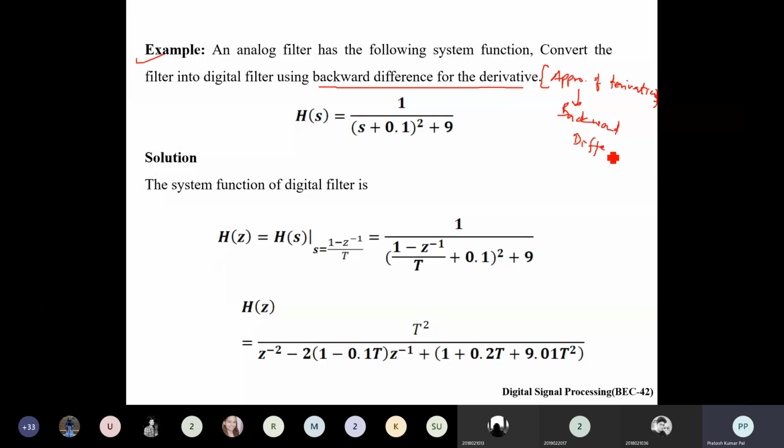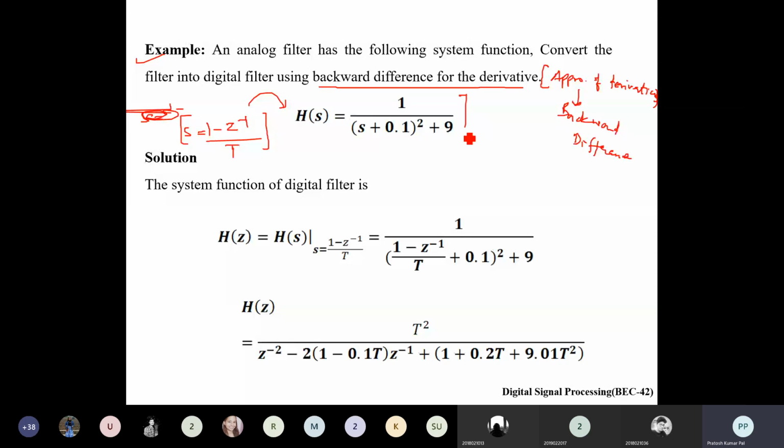By using the backward difference, we have derived that once we replace s by (1 minus z inverse) divided by T, where T is your sampling time, then an analog transfer function can be converted to a digital one. So this is the transfer function given here.